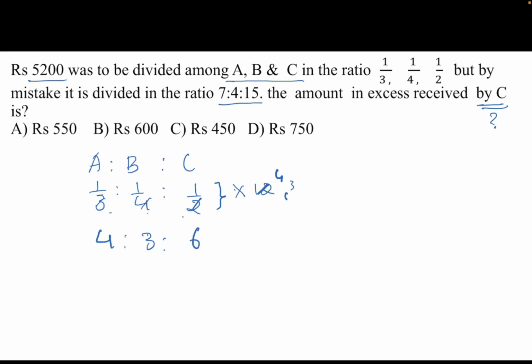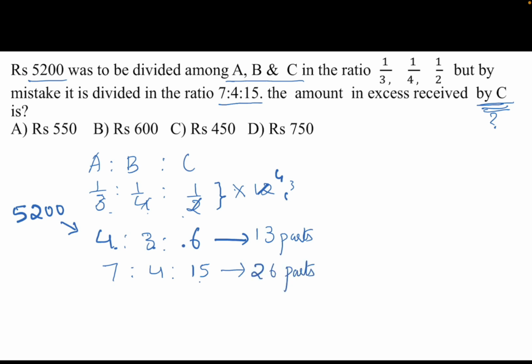Now the actual money, 5200, should be divided in this form, but it is divided as 7 is to 4 is to 15, isn't it? Then they are asking how much more money C got. By doing this, C is getting more money, isn't it? So how much more is he getting? Now add this 4, 3 and 6. When we add 4, 3 and 6, it is 13 parts, isn't it? Then when we add 7, 4 and 15, it is 26 parts.